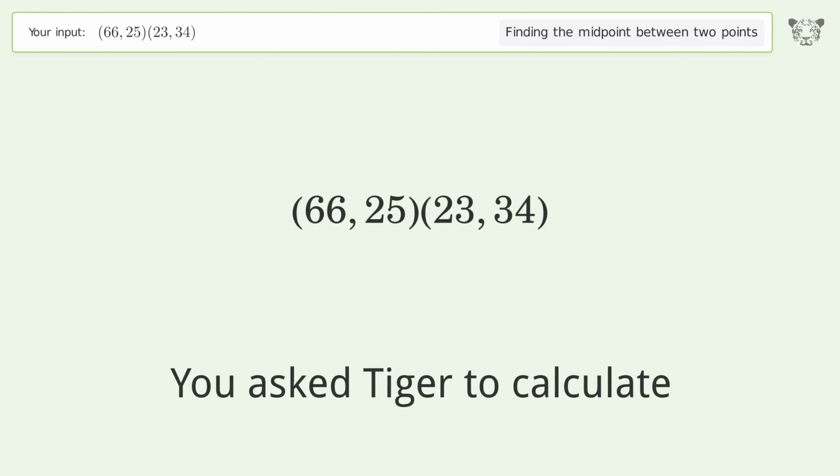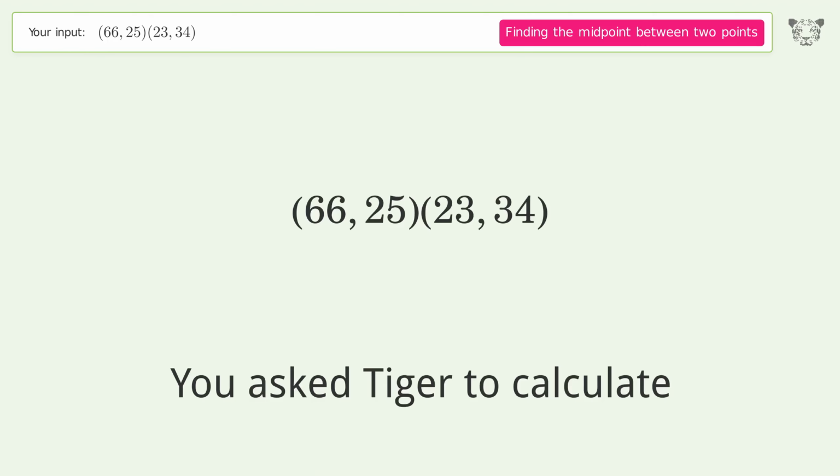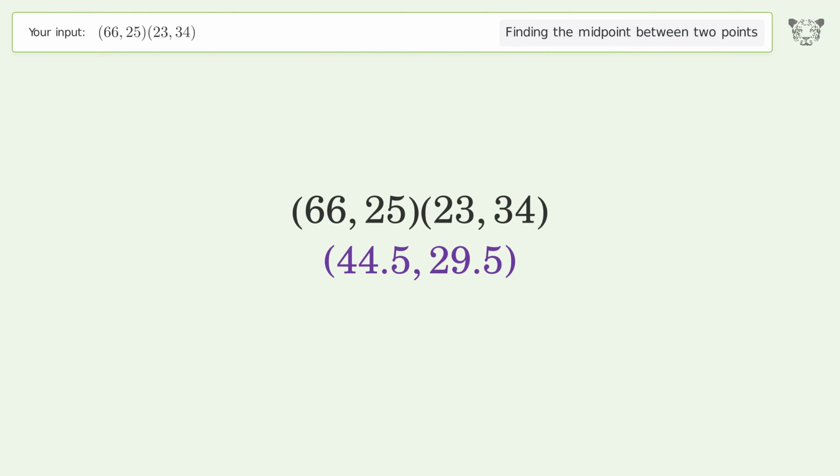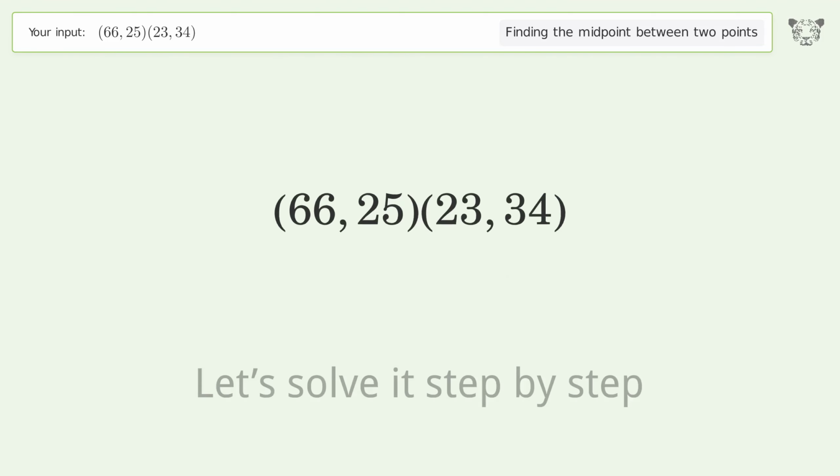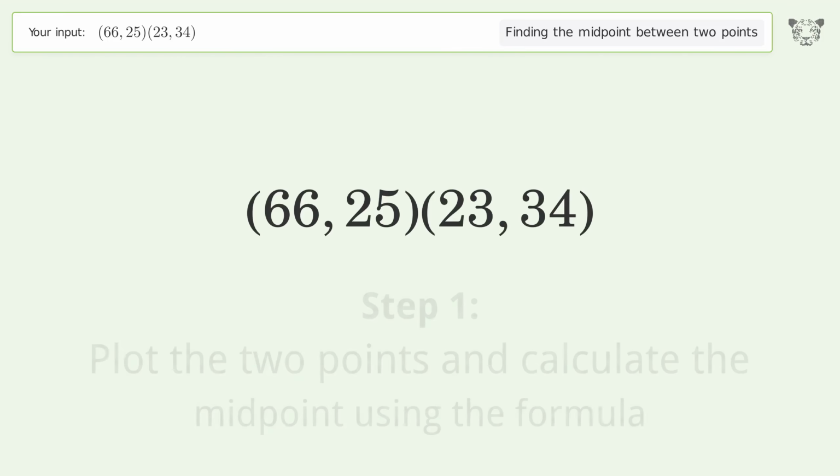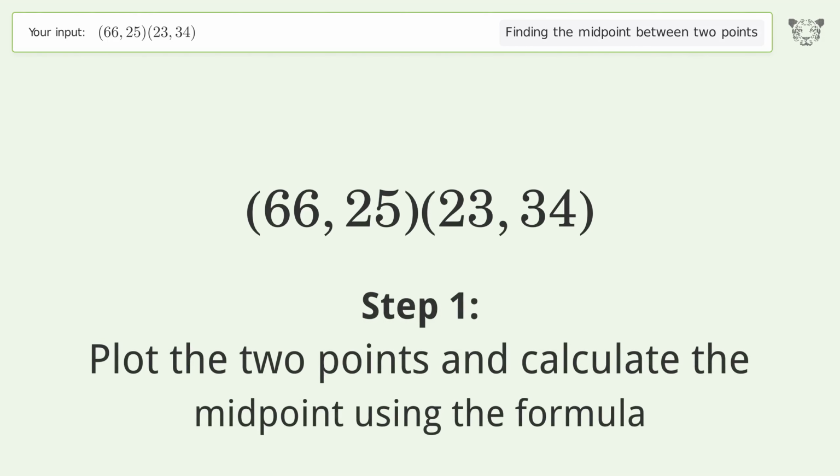You ask Tiger to calculate. This deals with finding the midpoint between 2 points. The midpoint between the 2 points is 44.5, 29.5. Let's solve it step by step. Plot the 2 points and calculate the midpoint using the formula.